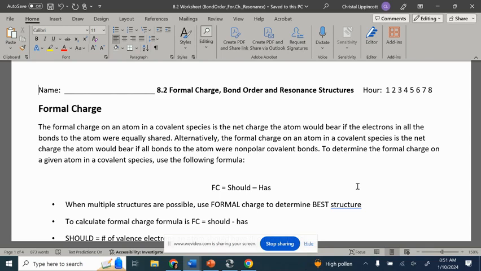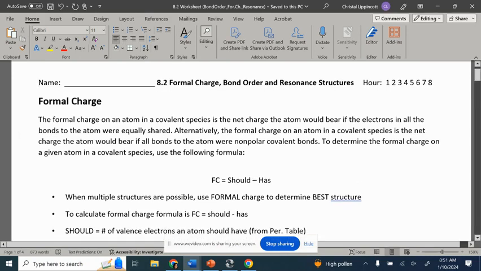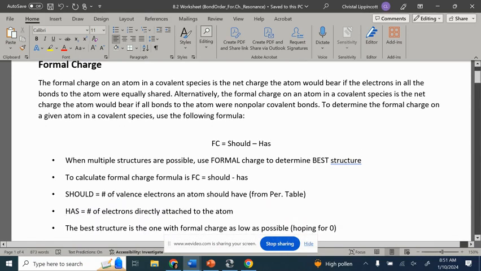But now I'm going to add something else into that. And that thing is called formal charge. And that is what's going to get us all to the same answer. Okay. So formal charge on an atom in a covalent species. So covalent means that we've got two nonmetals. The net charge the atom would bear if the electrons in all the bonds were equally shared.